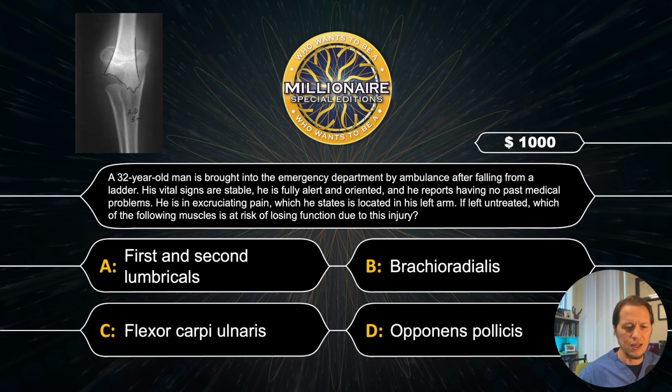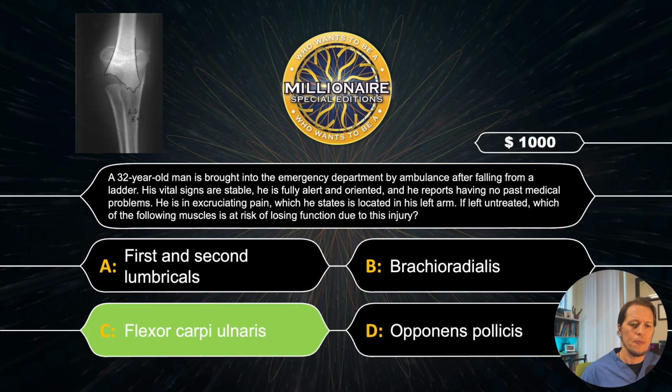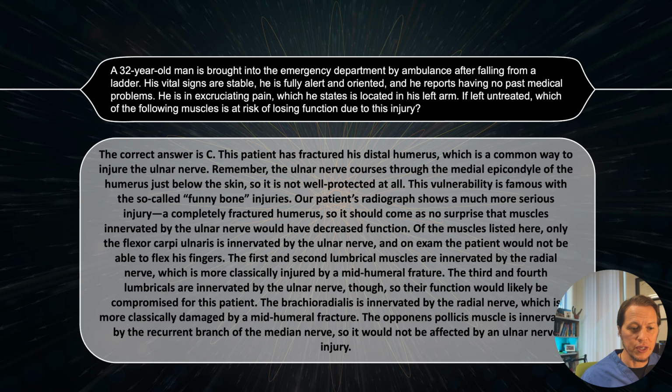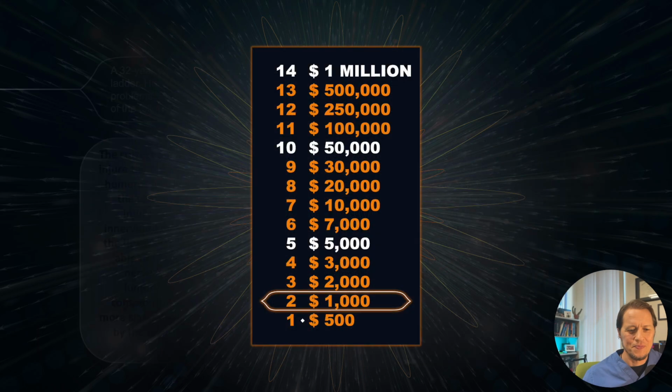Pause if you need, and there you go. The FCU, flexor carpi ulnaris. So what's going on here is they have a distal humerus fracture, which is very common. And if you know your anatomy here, we have the median nerve, which comes down the front of the arm, the radial nerve, which also comes down the front, but the ulnar nerve comes down the back and the side, and this is very much at risk for getting injured in the medial epicondyle area of a fracture. You can read further if you want a little bit more information on that, but there you go. Moving up.